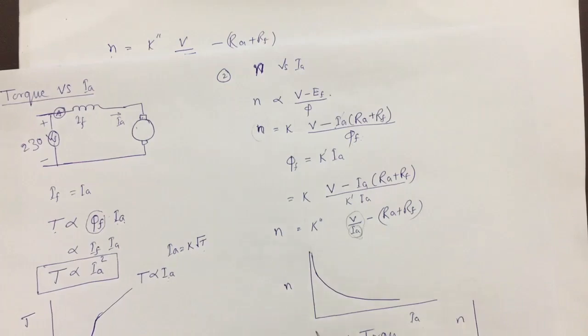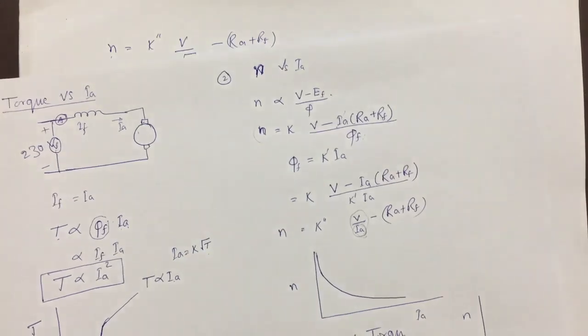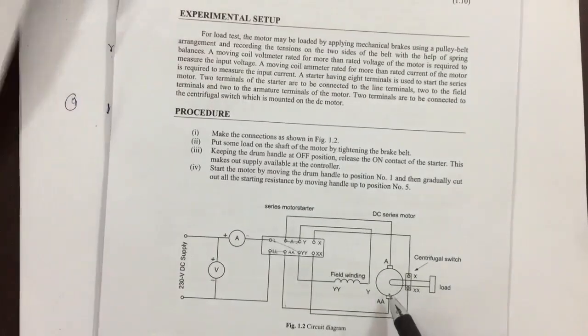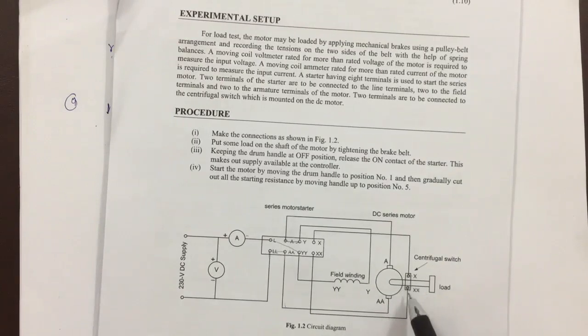In that case, the extremely high speed can be dangerous. So to protect from that, this winding arrangement is provided. This one, X and X double X, this is the setup.